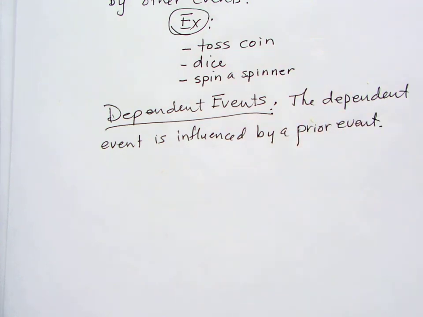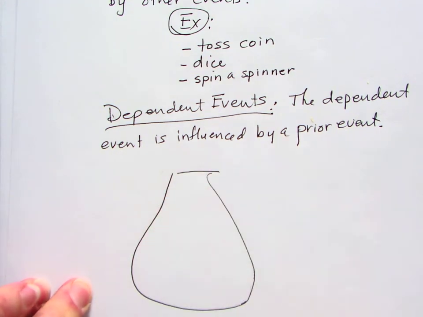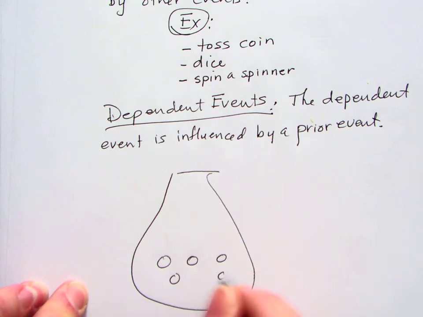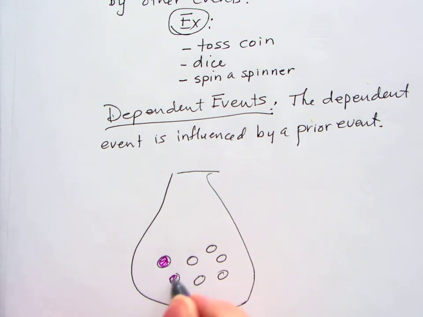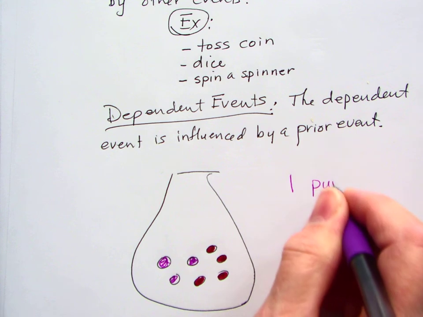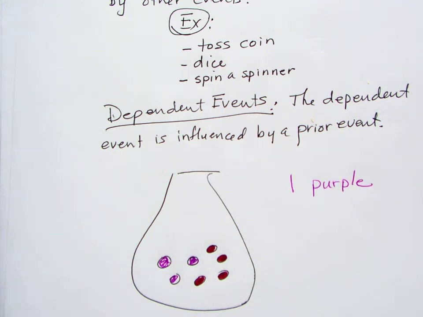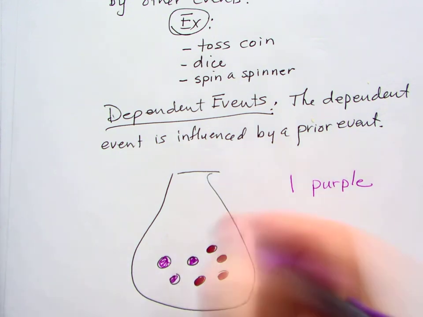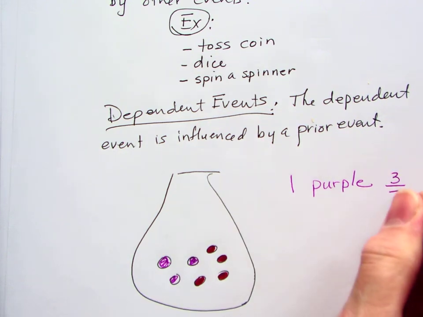Okay, now example. If I have a bag of marbles, here's my bag of marbles. I have 1, 2, 3, 4, 5, 6, 7 marbles in my bag. Of those marbles, 3 of them are purple, and the other 4 are red. Now I reach down into the bag and I pull out 1 purple. Okay? I don't put him back in the bag. What is the chance when I reach in again? Before, when I first started to pull out a purple, it was 3 out of 7, correct?